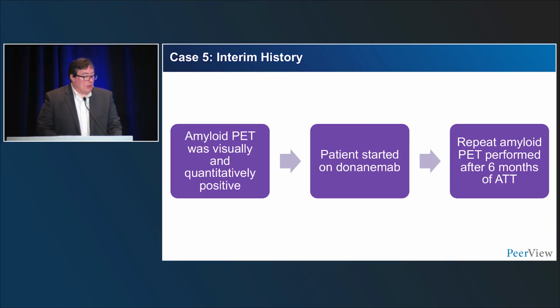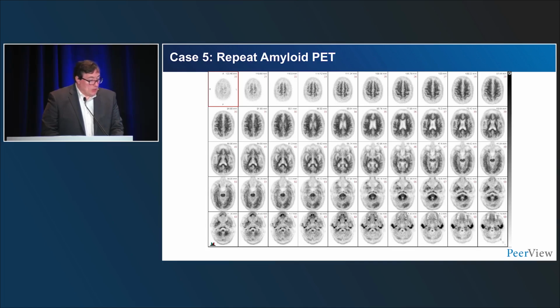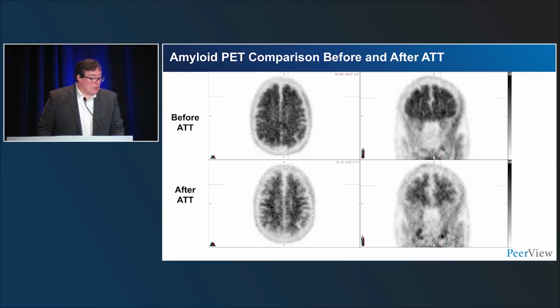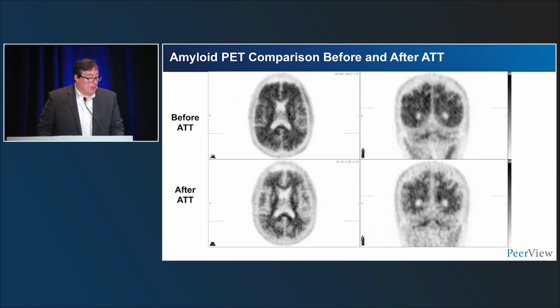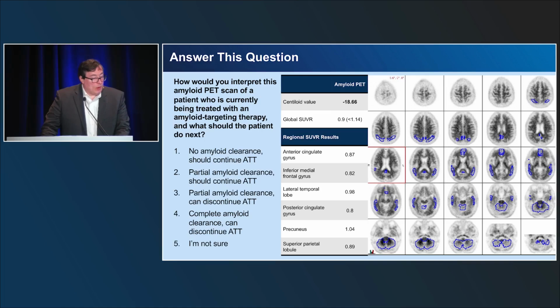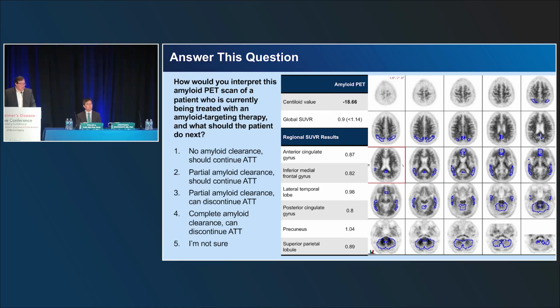So the patient was started on donanemab, and this patient was actually imaged after 6 months of therapy. So here's the repeat PET. For the sake of time, I'll go over quickly, but hopefully you can see that there's much better gray-white differentiation. And comparing a few select slices, we see much better gray-white differentiation after therapy. So now their Centiloid is less than 0. And so the question for you is, how would you interpret this amyloid PET scan, and what's the next step in a patient who's undergoing amyloid-targeted therapy?